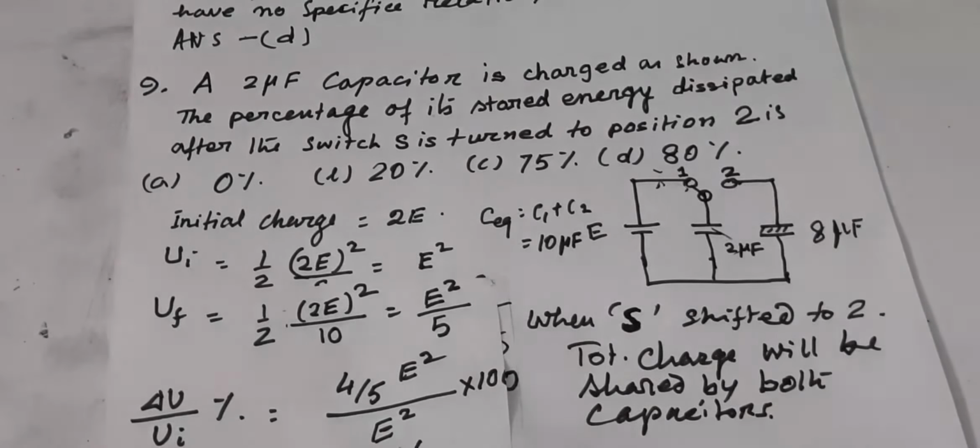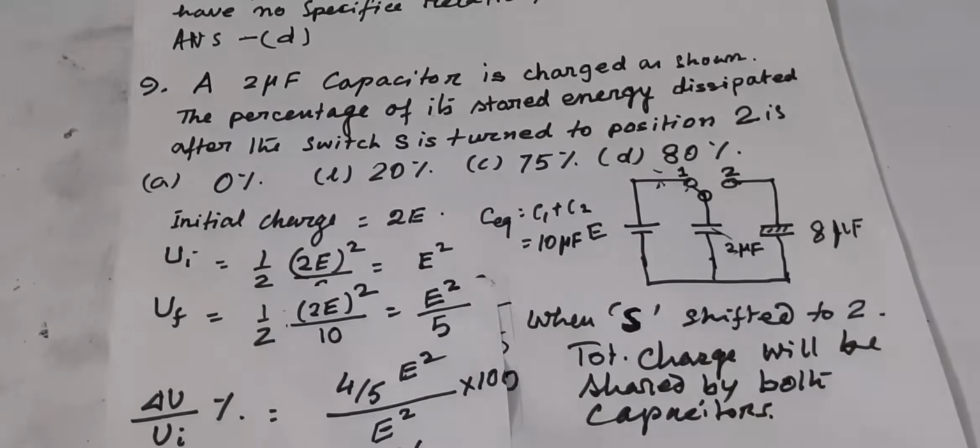Now, as charge is not going to be lost any other way, it will remain the same. It will redistribute among the two capacitors. That means a new energy level will come, the final energy, that is half of the total charge, twice E, divided by 10, so half of twice E whole square divided by 10, which gives us E square by 5.